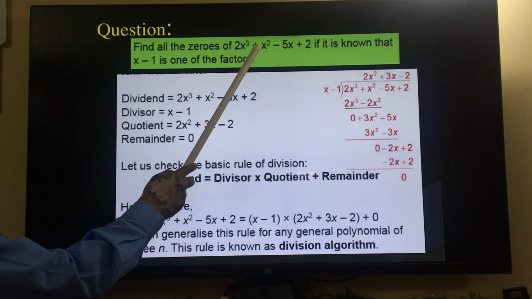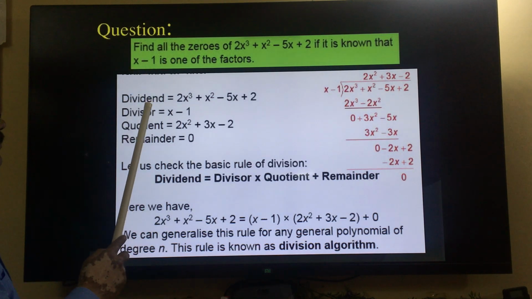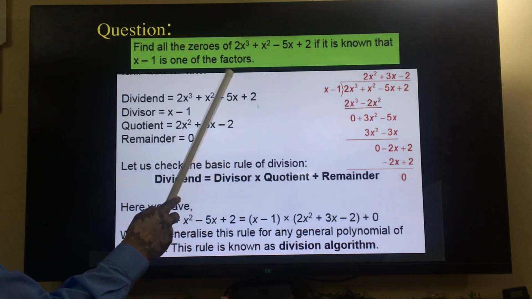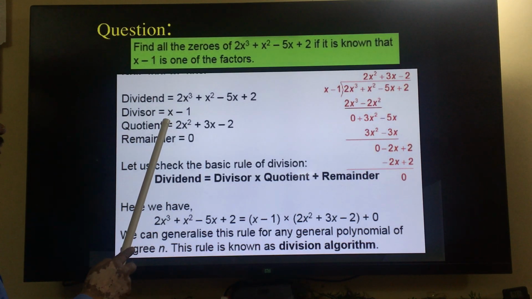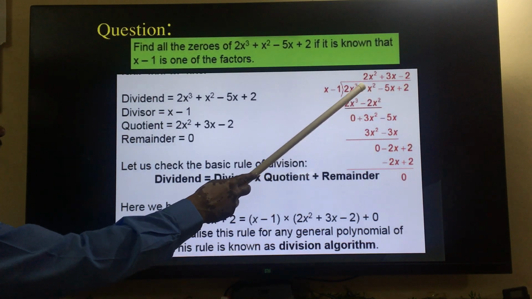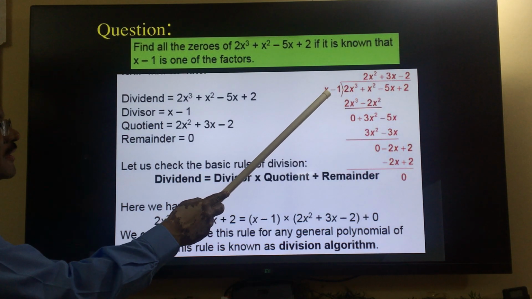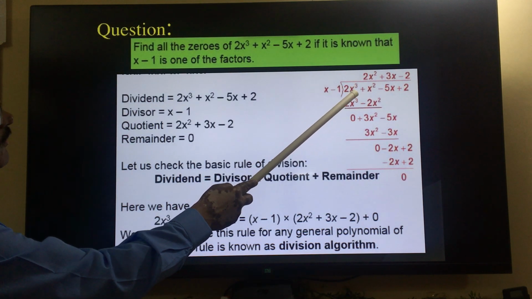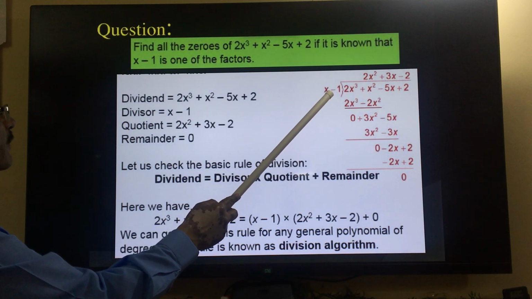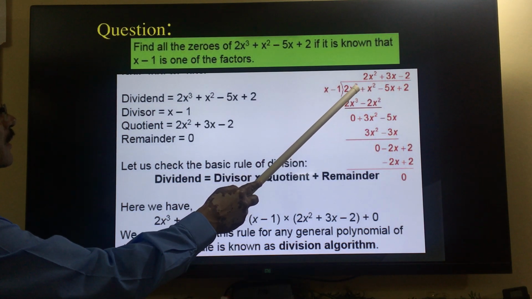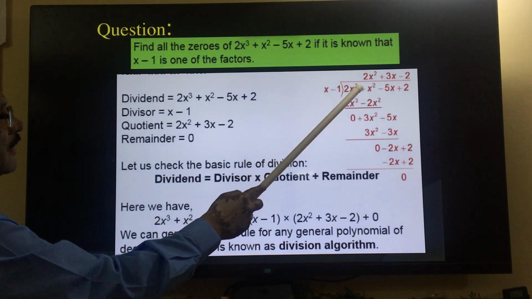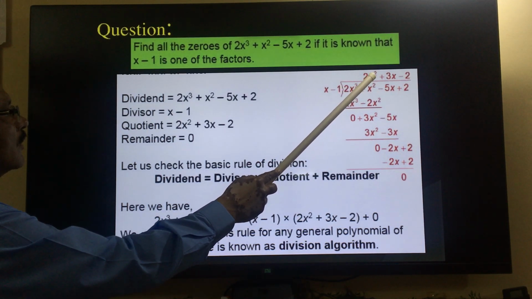This we will take as the dividend, and this is the divisor. So the dividend is 2x cube plus x square minus 5x plus 2, and the divisor is x minus 1. Now, by the first term of the divisor, we will divide the first term of the dividend. Here x to the power 1, here x to the power 3. So we can multiply x by x to the power 2, if we are looking at the variables.